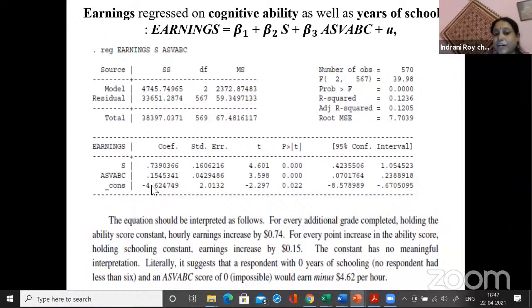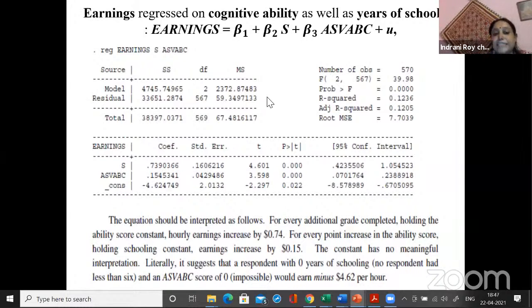One is for the beta naught, which is basically the autonomous earning when you put both the years of education and the cognitive ability equal to 0. Then somebody who can potentially earn this amount. And you can see that this is negative, which means that the earning is in negative. It is done by borrowing or something like that.